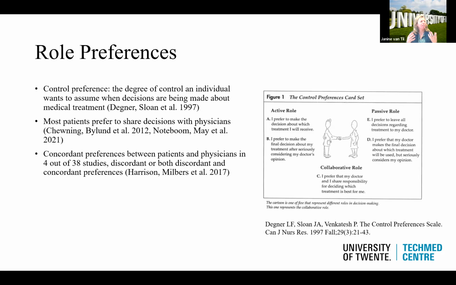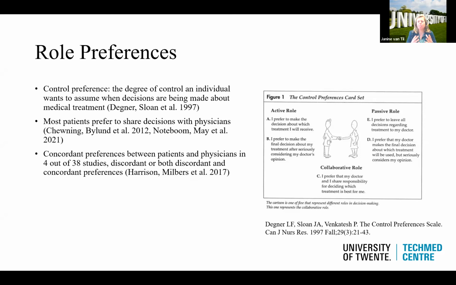When we talk about role preferences, the most often used instrument to measure role preferences is the control preference scale, which was developed by Degner and Sloan. And it divides role preferences into five categories, ranging from a passive role, where the patient prefers to leave all decisions regarding treatment to the doctor, to a very active patient's role, where patients make their own decisions about treatment they will receive. As I said, the current paradigm in clinical decision-making is the collaborative role, in which doctors and patients share responsibility for deciding which treatment is best for them. And there's ample evidence that most patients also prefer to share the decision with physicians.